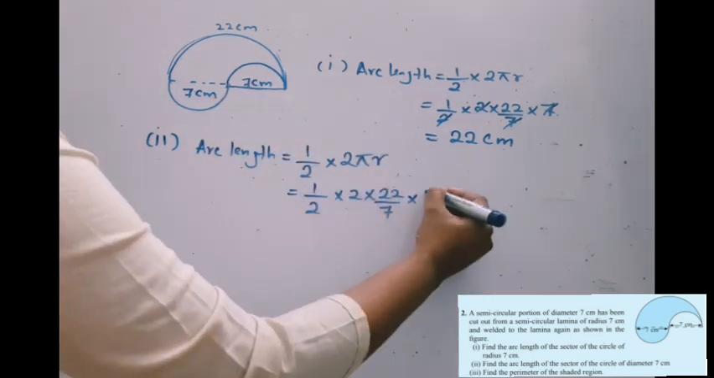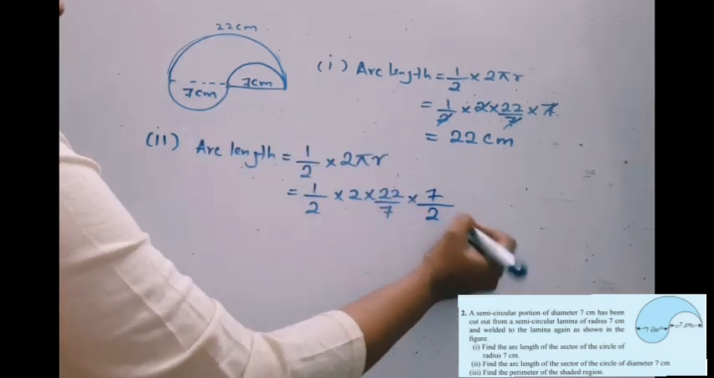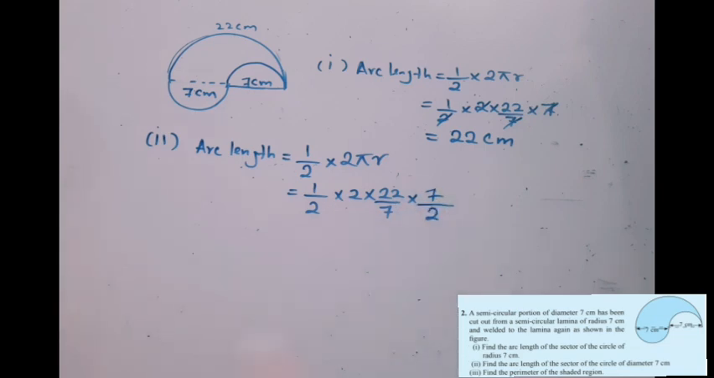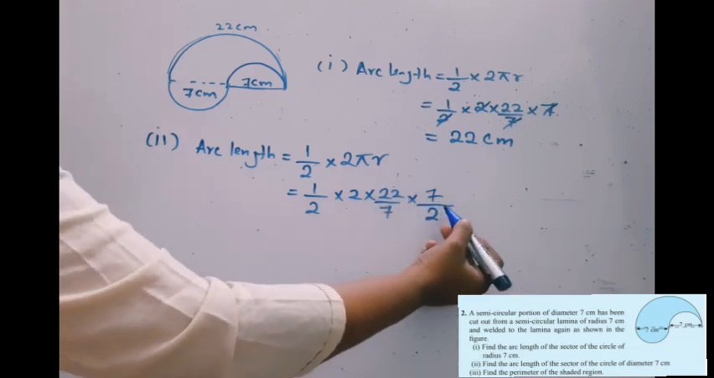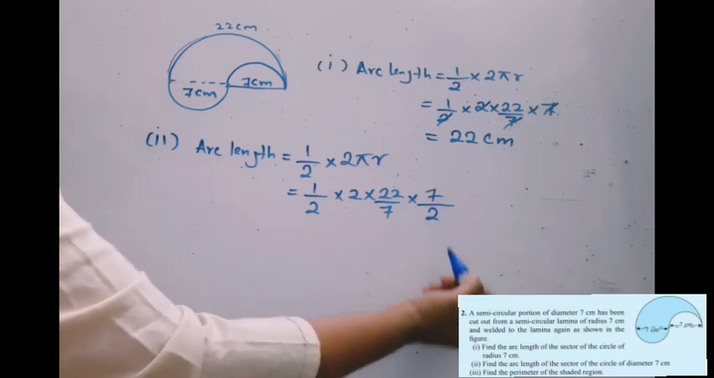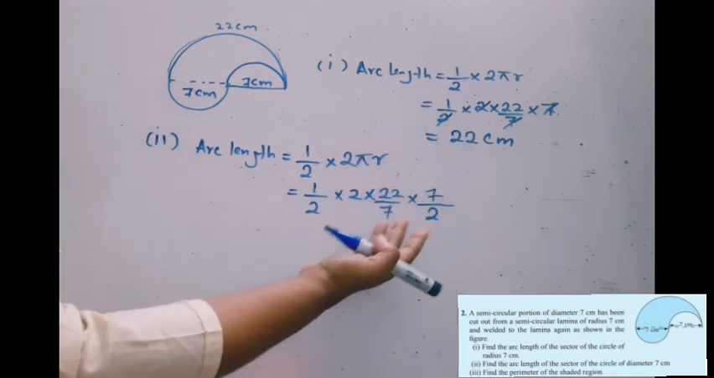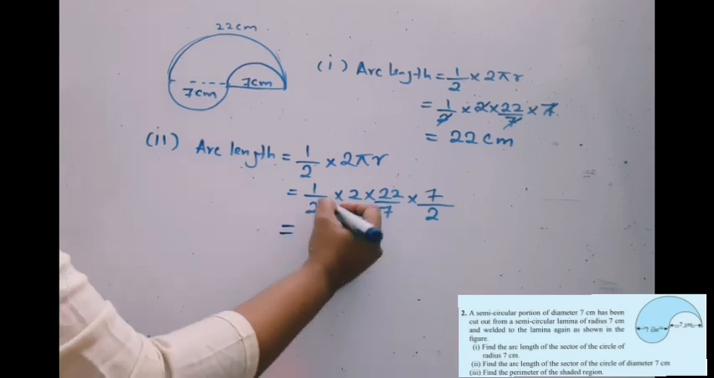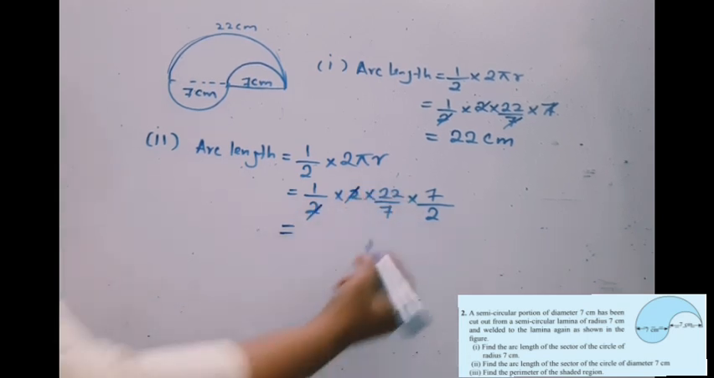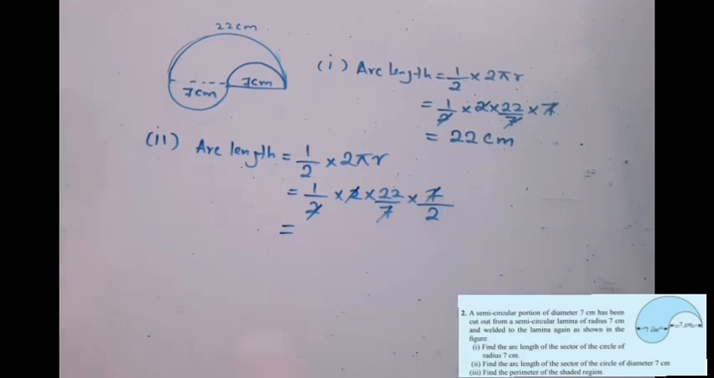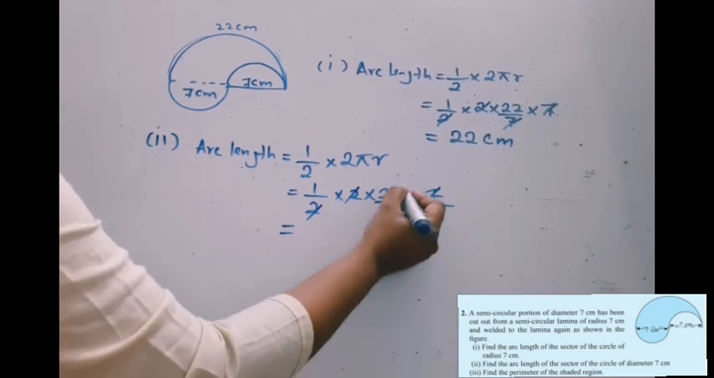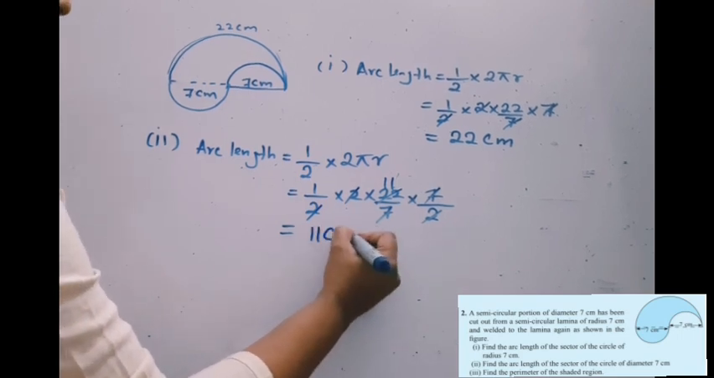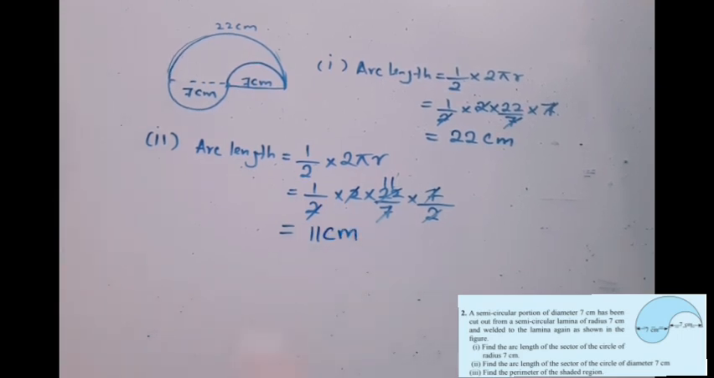So I'm going to directly write it in this format. You know why? Because you can easily cancel them. So don't try to divide this and write it as 3.5, because it's easy to cancel it in this way. Do you understand? So now let's cancel 2 and 2, then 7 and 7 be cancelled. So 2 times 11 is 22. So the arc length is 11 centimeters.